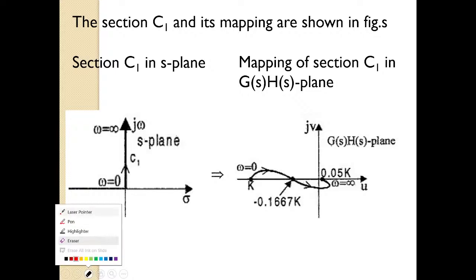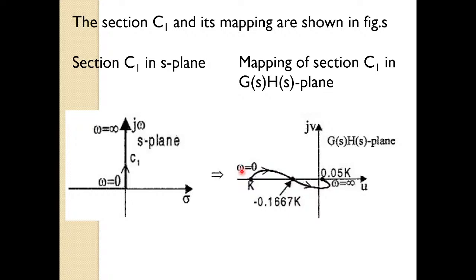Take the laser, it is easy. This point we have already located, that is minus 0.167 K point. The plot will start at some point K. So you just mention somewhere some point K.